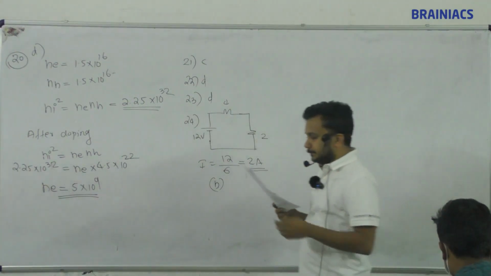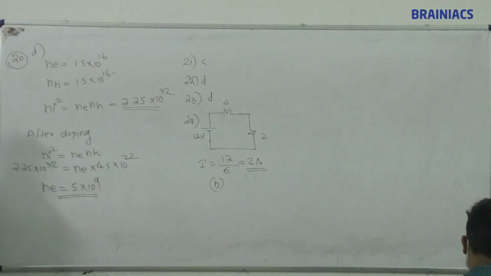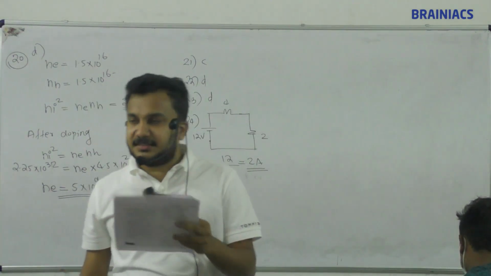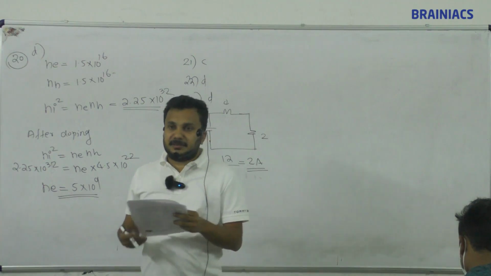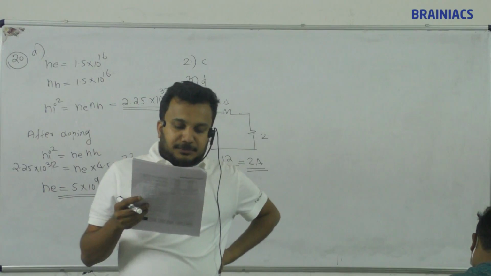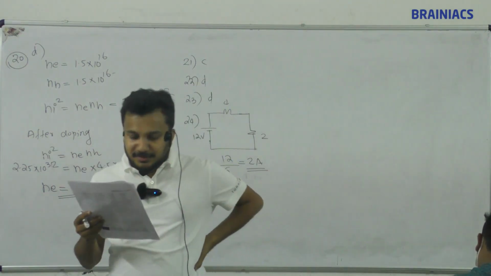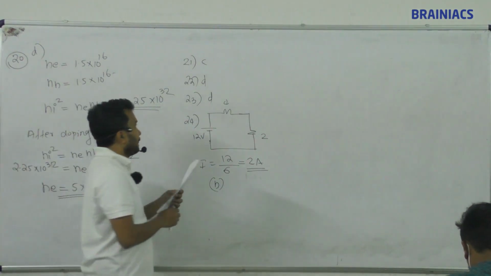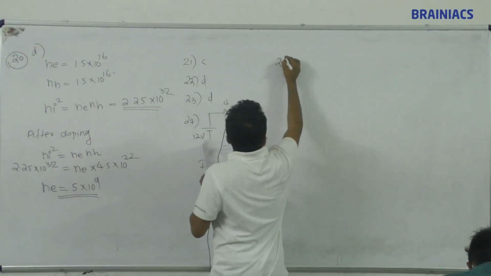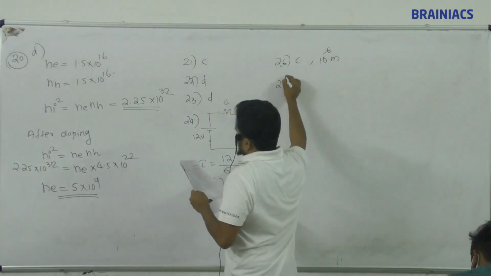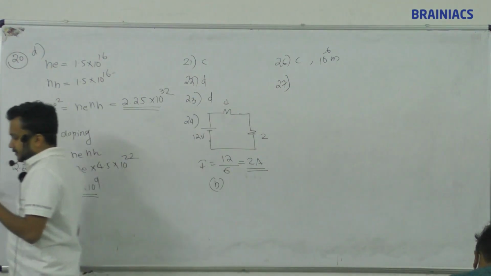26. A PN junction has a depletion region thickness of 10 power minus 6 meter. Option C. 26th is C, 10 power minus 6 meter. 27. Read it very patiently and understand, then tell me the answer.